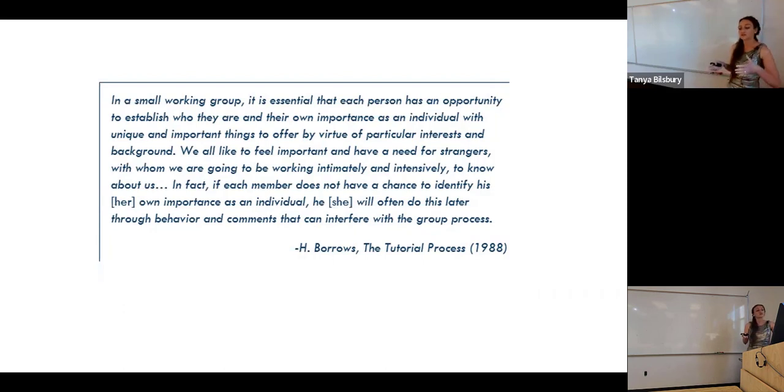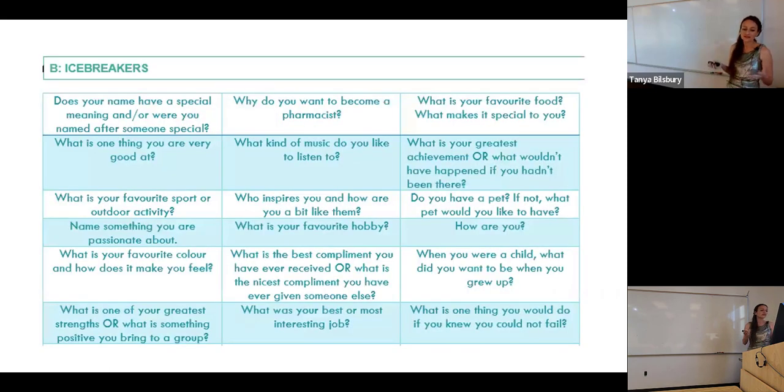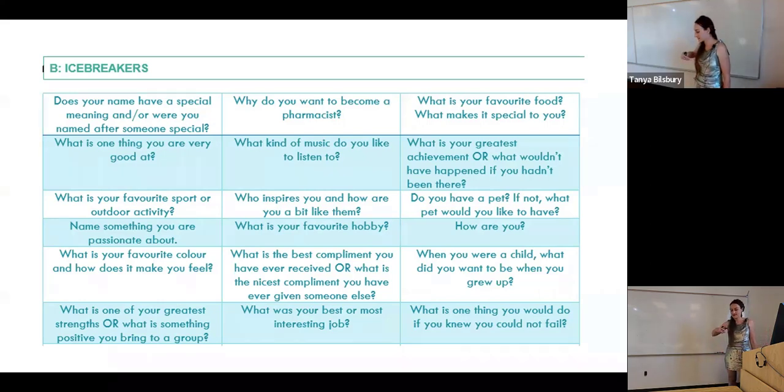And in fact, if each member does not have a chance to identify their own importance as an individual, we'll often do this later through behavior and comments that can interfere with the group process. So I felt that icebreaker questions were a way to manage around that. And they also gave me some more control, because sometimes when people were looking for personal validation and telling personal stories, they might tell a story that, say, could be triggering. I didn't have any control over that, but I have control over the icebreaker question. Right? Do you have a pet? And that helped me manage things from going sideways.